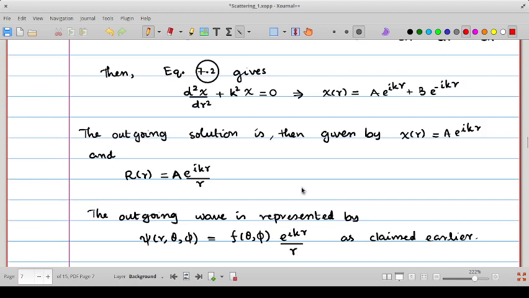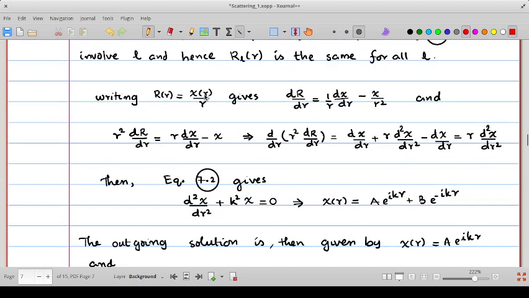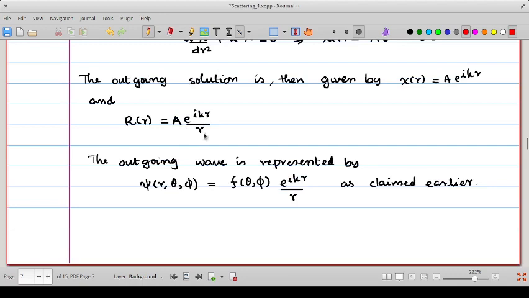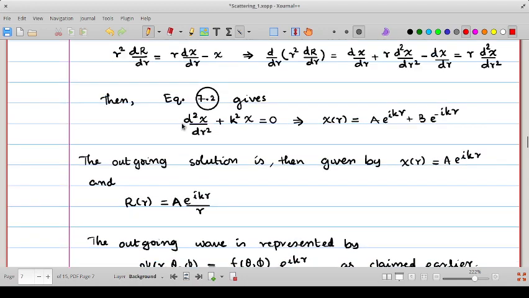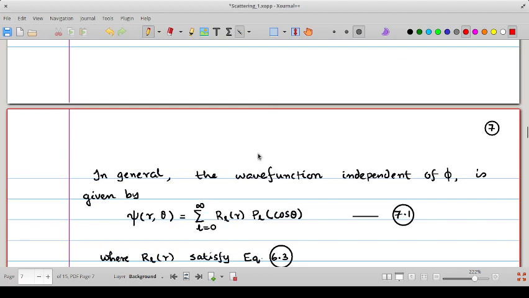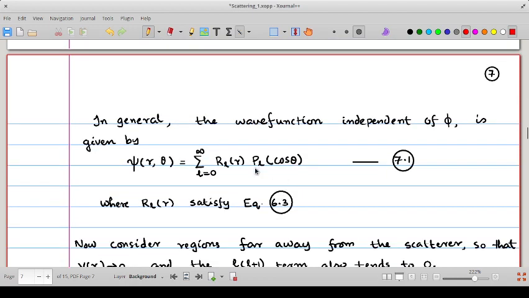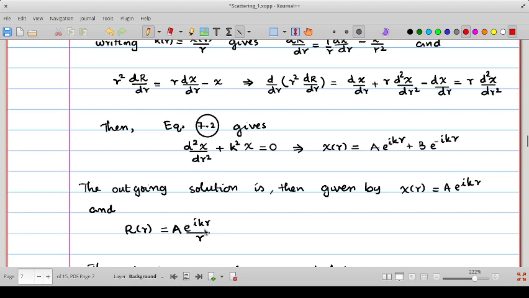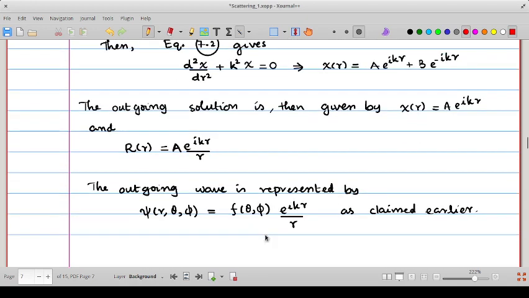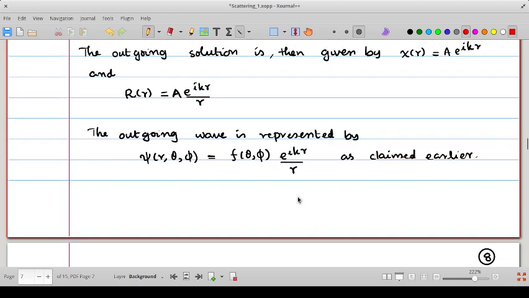Now the outgoing wave solution is represented by A e^(ikr). So if χ is equal to this, then R(r) is χ(r) divided by r, which is A e^(ikr) by r. Now A is independent of r but can depend upon θ and φ, and we can write the general solution ψ(r, θ, φ) in that case as A times e^(ikr), which we may write as f(θ, φ) times e^(ikr) by r. And this is what we have claimed earlier.